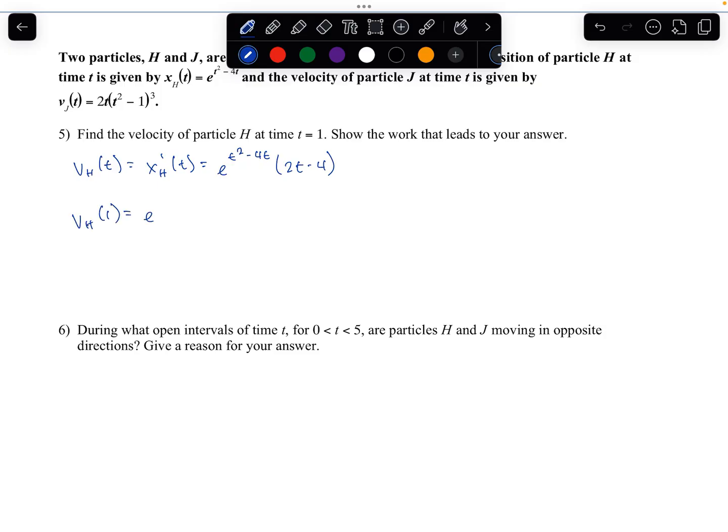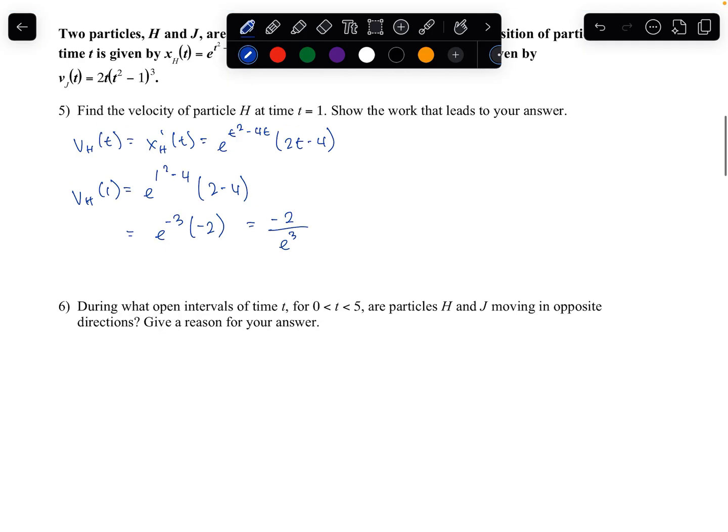That's going to be equal to e to the 1 squared minus 4 times 2 minus 4. So that's going to be equal to e to the negative 3 times negative 2. This is a no calculator question, so that means that exact answers are acceptable. So you can leave this as negative 2 over e to the third.